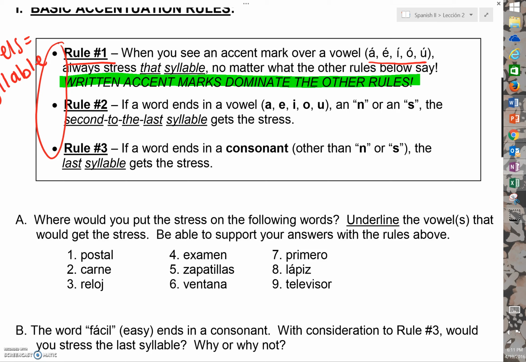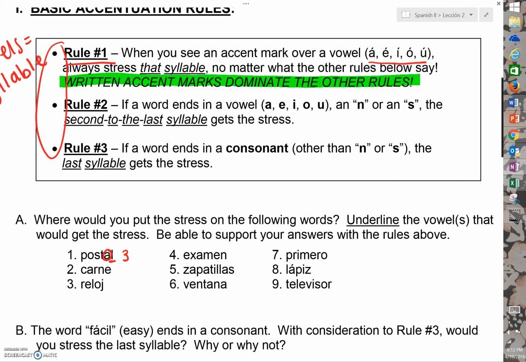So if we look at number 1, postal. When we pronounce postal, how do we know which syllable gets the stress? Let's look at our last letter. Our last letter is an L. L is a consonant, which is not N or S. So according to rule number 3, this A is going to receive the stress. Postal. We emphasize that A because rule number 3 tells us if a word ends in a consonant other than N or S, the last syllable gets the stress.